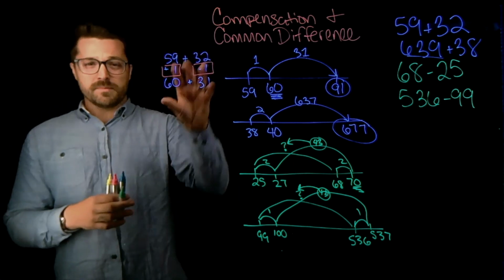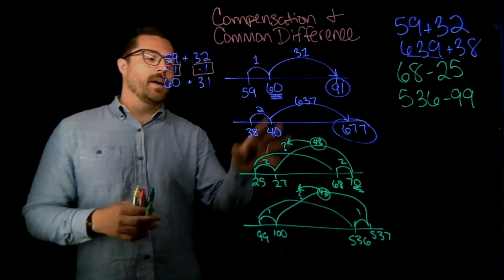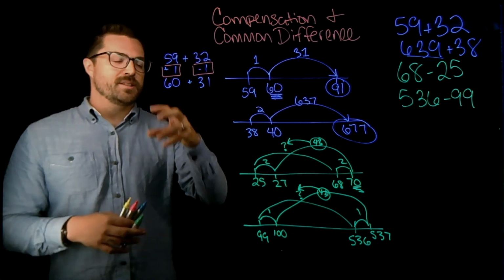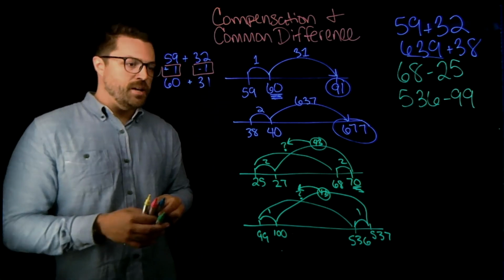Now, I want to jump back up to this example and kind of do the same thing with our subtraction to show why. Without the open number line, if we just think about rules or we just think about the equation model, it can be a little confusing sometimes for students.